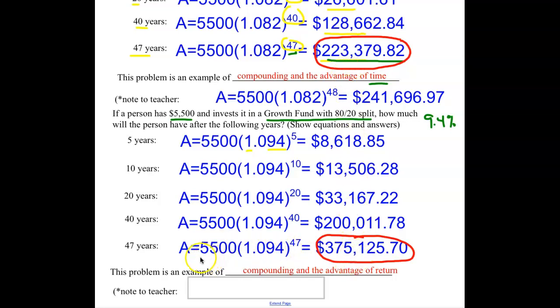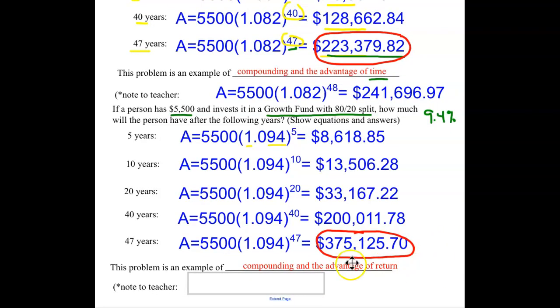So instead of having $223,000 when you want to retire, you'd have $375,000. Now that's simply putting $5,500 in one time, when you're 18 years old, and by the time you're 65, you'd have $375,000. If you continue to invest, obviously your total amount would increase. And we're going to look later in the chapter on that scenario.